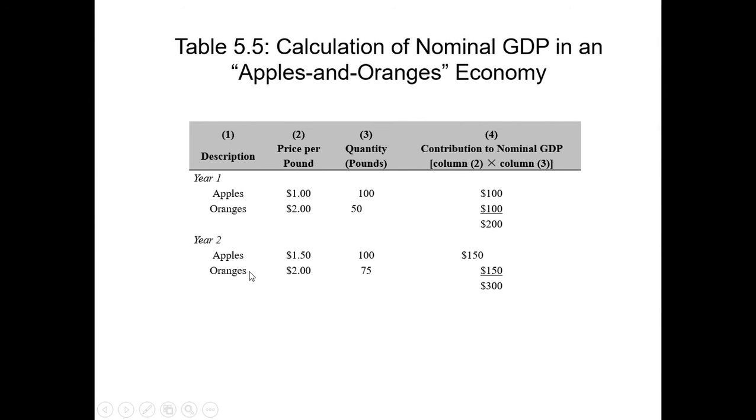And in year two, the prices of apples have improved, and apples' price has become $1.5 per unit, and oranges remained the same. However, the production of oranges has improved, and thereby again we multiply the prices into quantity, and we arrive at $150 for apples and $150 for oranges. And this is exactly the current year's prices.